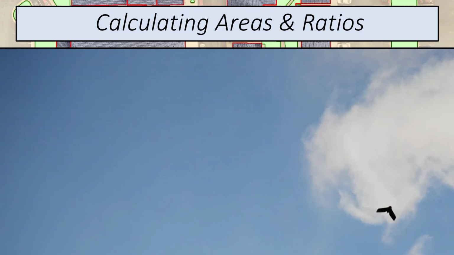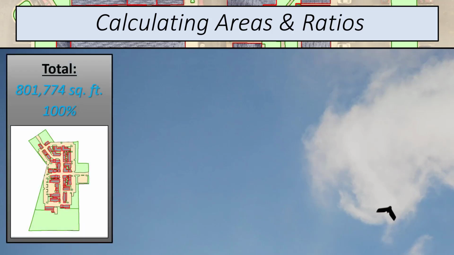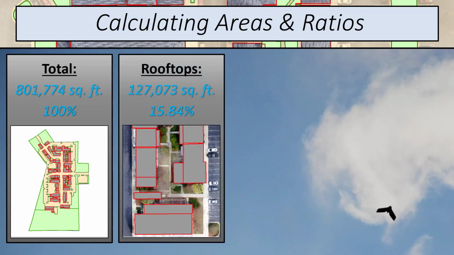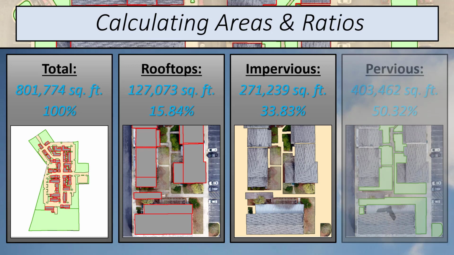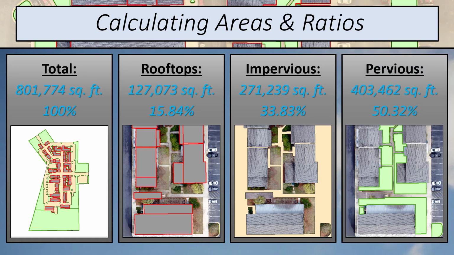Once you have finished calculating the geometry for all of your classes, then you should have your measurement results. For our garden apartment site, the total area of the site was approximately 800,000 square feet. Of that, about 127,000 square feet, or 15.84%, consists of rooftops. About 271,000 square feet, or 33.83%, consists of impervious surfaces excluding rooftops, and 403,000 square feet, or 50.32%, consists of pervious land cover. So now we have a full understanding of the land cover characteristics for our site and understand its composition.